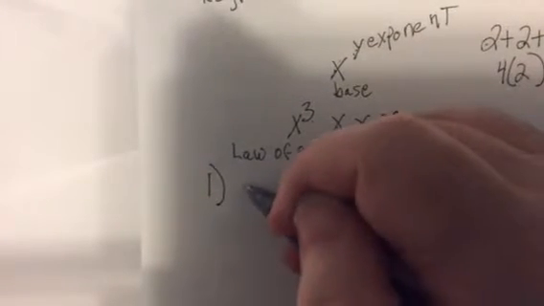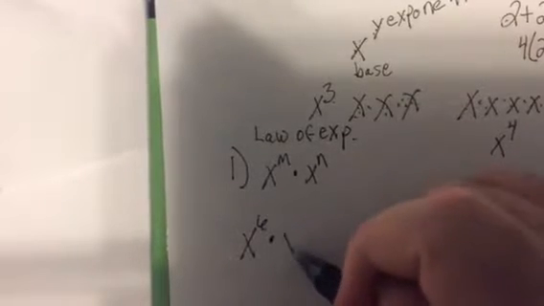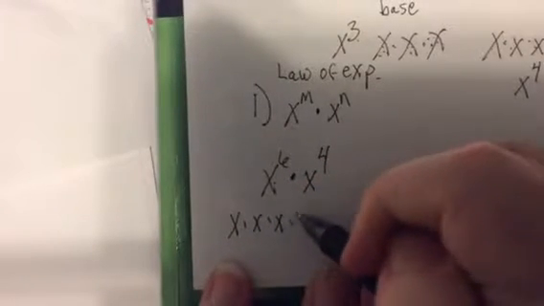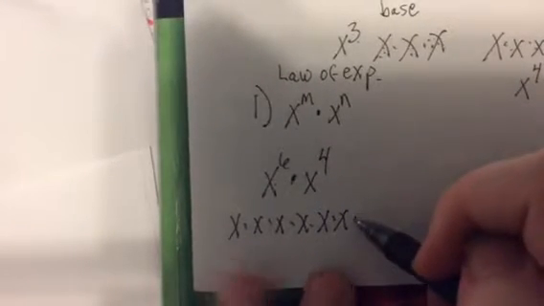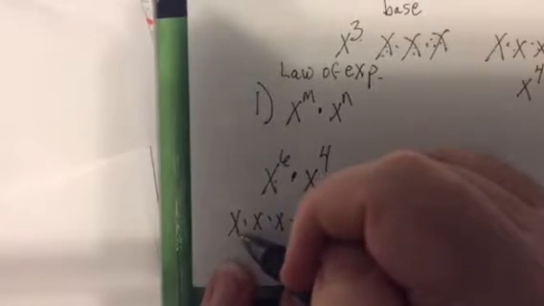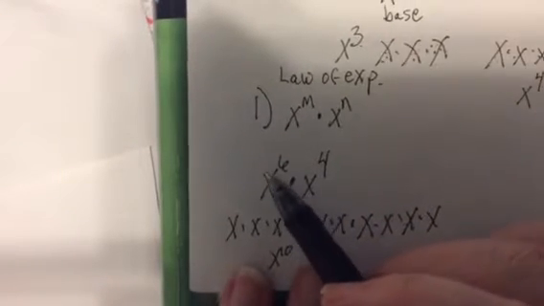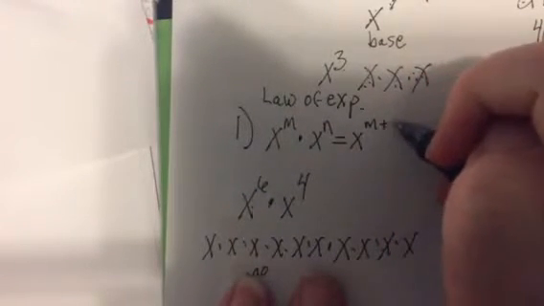So, first law is, what do you do when you multiply 2 things, same base? So if I have x to the 6 times x to the 4th, well, we could do it the long way. X to the 6 would be x, x, x, x, x, x. Good thing I didn't do x to the 20th. So that'd be 6 x's times 4 more. So that would be 10 x's multiplied together, which you'd write as x to the 10th. So when you multiply 2 things same base, you add the exponents.